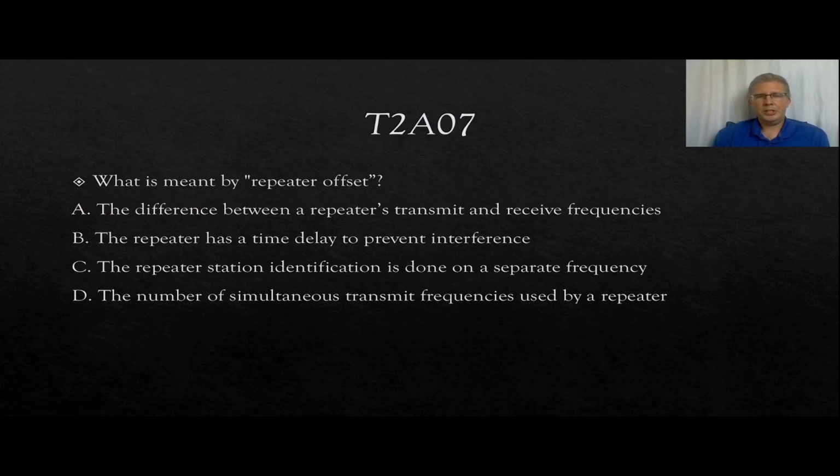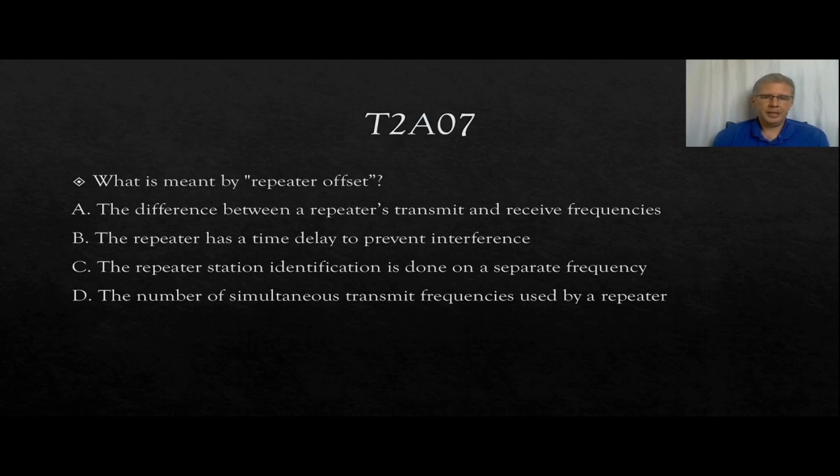7. What is meant by repeater offset? A, the difference between a repeater's transmit and receive frequencies. B, the repeater has a time delay to prevent interference. C, the repeater station identification is done on a separate frequency. D, the number of simultaneous transmit frequencies used by a repeater.